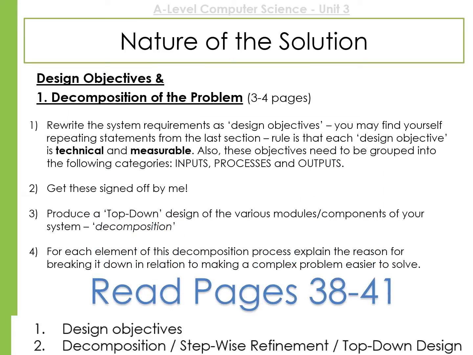The first 2 parts are your design objectives and a decomposition of the problem. This should be on average around 3 to 4 pages in length. The first thing to do is to rewrite your system requirements that you made for your analysis section as design objectives. Some of these statements actually might be repeated. However, the rule is that each design objective is technical and measurable. So you're thinking about each one of these and how you're going to design them. You might be thinking about the inputs, the processes, and the output of this section.